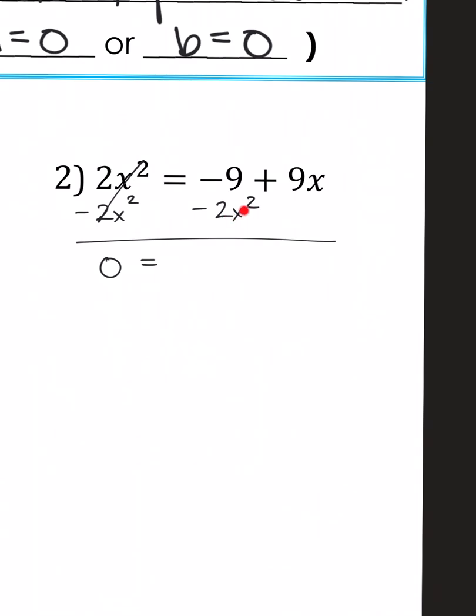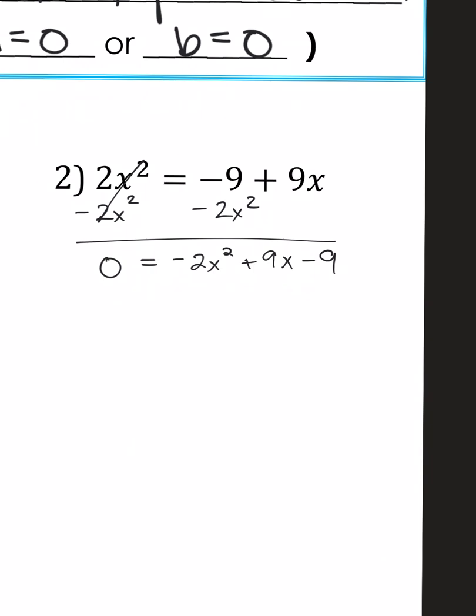when I look over here, I don't have any like terms. All of my variables have different exponents. So I'm just going to put this in standard form. So I'll have my negative 2x squared in front, a plus 9x in the middle, and a minus 9 at the end.